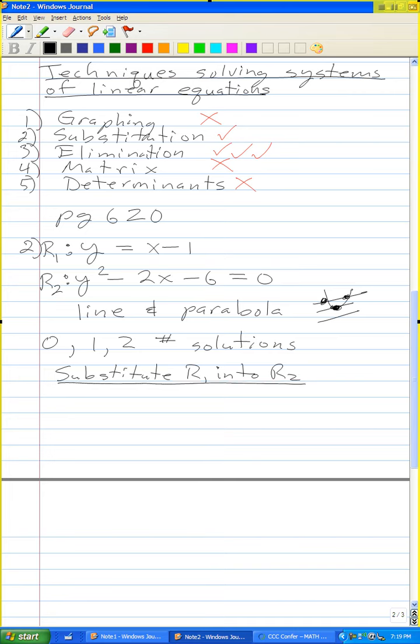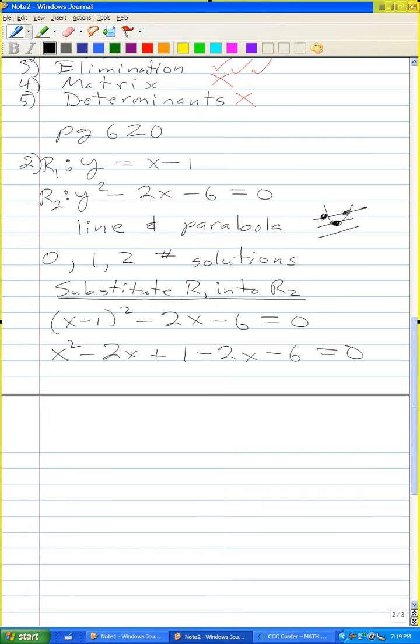And so I'm going to replace y by x minus 1 and solve for x. So I get x squared minus 2x plus 1 minus 2x minus 6 is 0. And so I have x squared minus 4x minus 5 is 0. I can factor this. This is a monic quadratic. Bring down the negative times negative is positive. I want two whole numbers whose product is 5 and whose difference is 4.